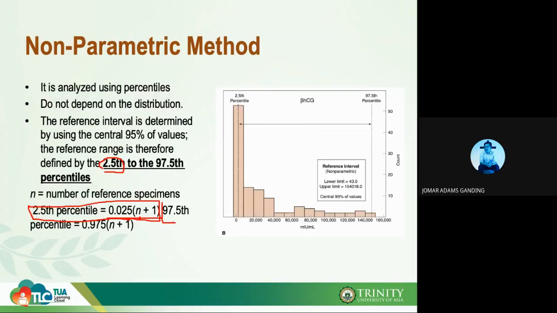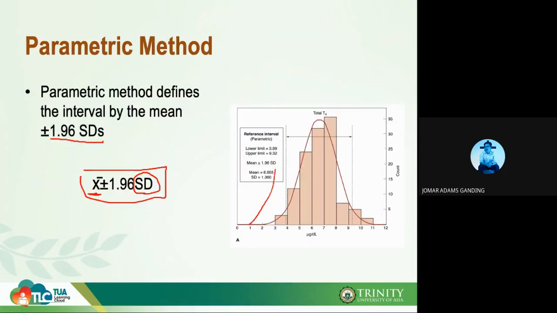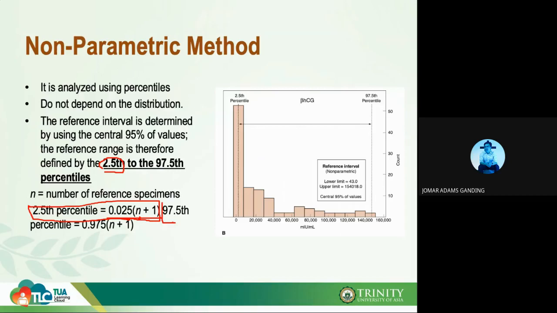Again, for parametric, normally distributed, Gaussian curve, okay? This one, when we say non-parametric, it is skewed, they are skewed, not normally distributed, not following the Gaussian distribution. Okay?